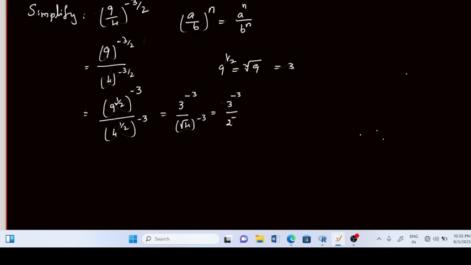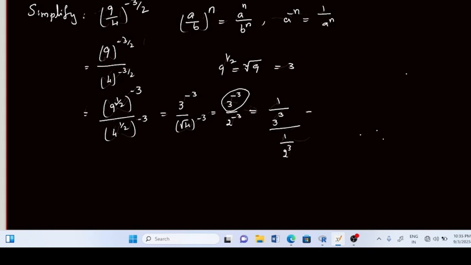2 power minus 3. Now we have one more formula. A power minus n, we can write it as 1 dividing by a power n. So here we can write this 3 power minus 3 as 1 dividing by 3 power plus 3. Similarly denominator is there. So denominator we can write it as 1 dividing by 2 power 3.